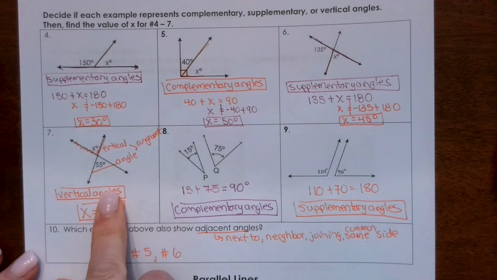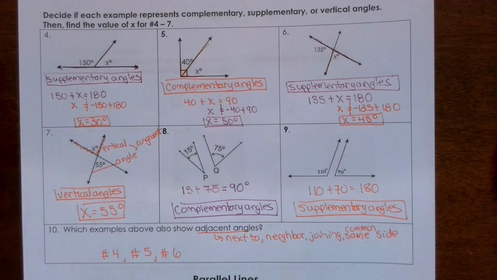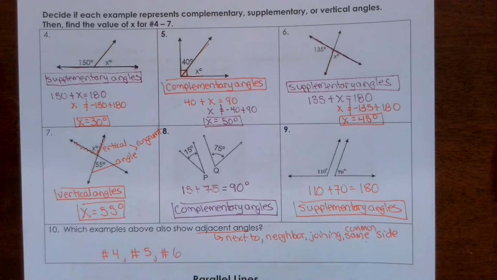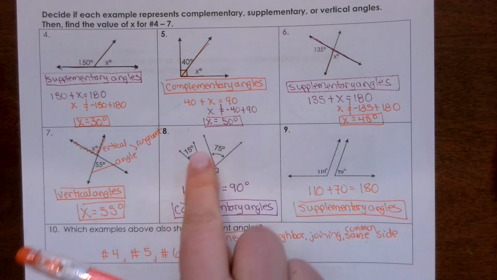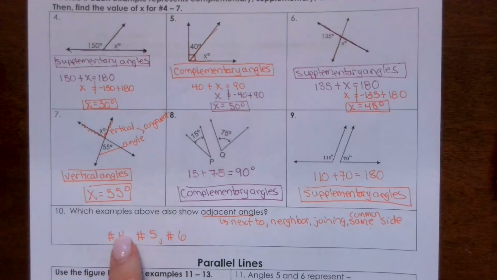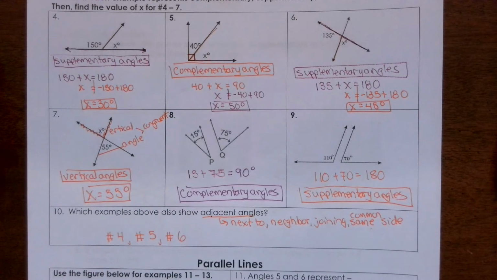Vertical angles are not adjacent. They're opposite, so they're never going to be adjacent. These two are two angles, and they add up to 90 degrees, but they do not have a common side, nor do the two angles in number 9. So it's just numbers 4, 5, and 6.